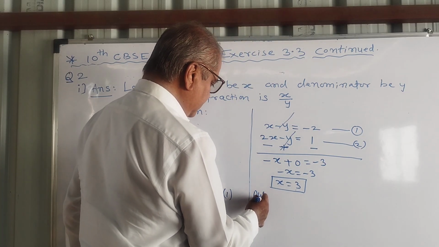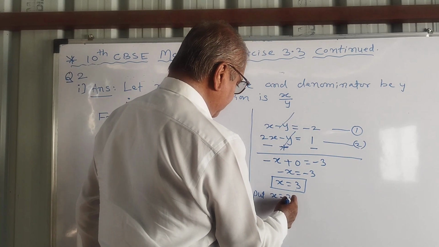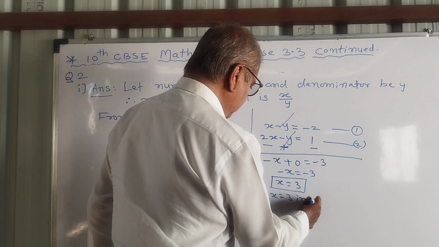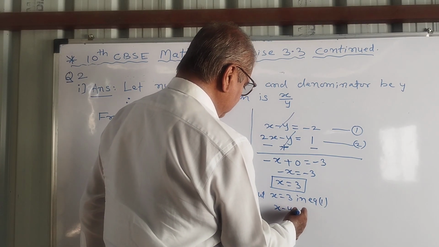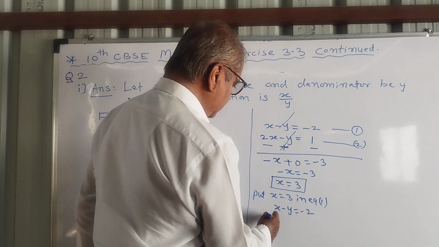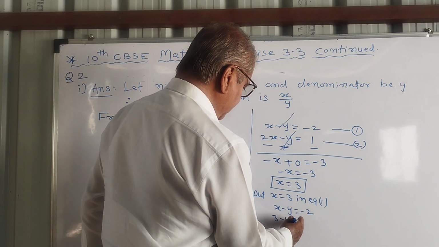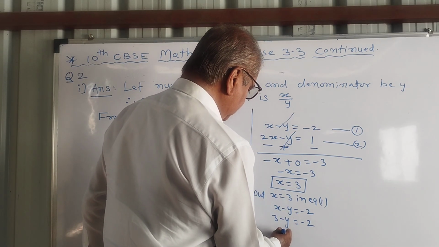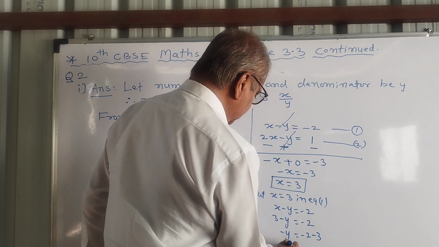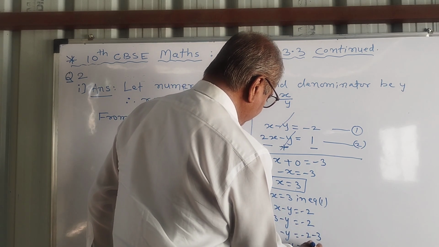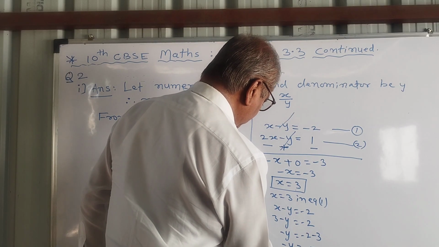Put x is equals to 3 in equation 1. X minus y is equals to minus 2. So 3 minus y is equals to minus 2. Minus y is equals to minus 2 minus 3. So minus y is equals to minus 5. So y is equals to 5.